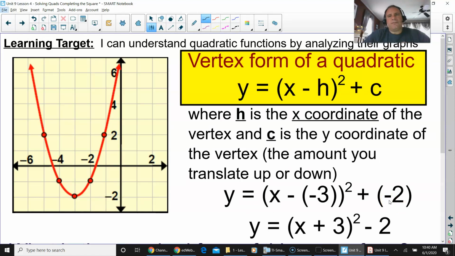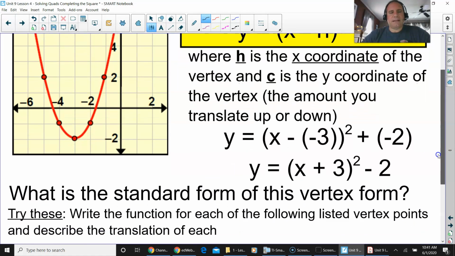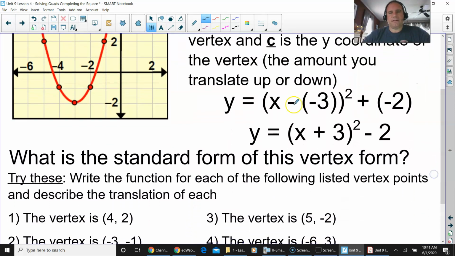Okay, very quickly, vertex form of a quadratic: y equals a(x minus h) squared plus c. And this is what we've been dealing with right here. It's called vertex form, where h, this part right here, is the x-coordinate of the vertex, and c, this part right here, is the y-coordinate of that vertex. The amount you translate up and down as far as that y goes. So if you have something like this right here, you have y equals x plus 3, which means remember, left 3 and down 2.